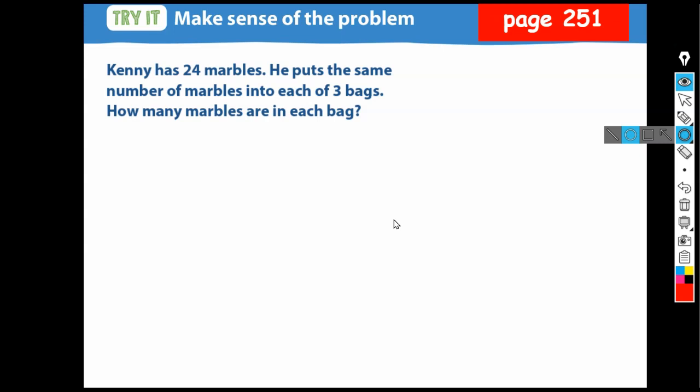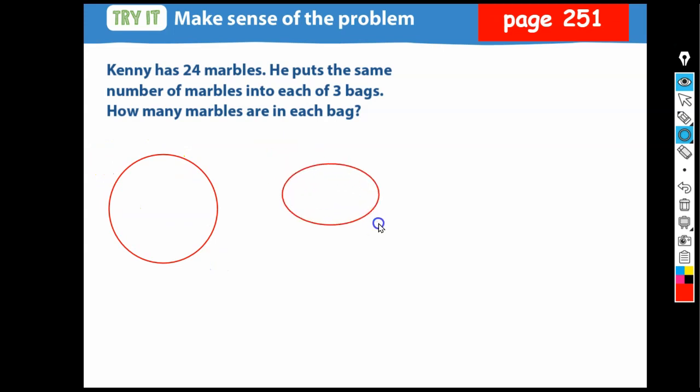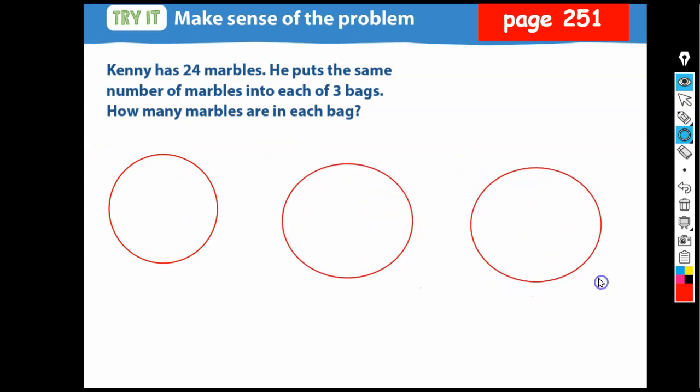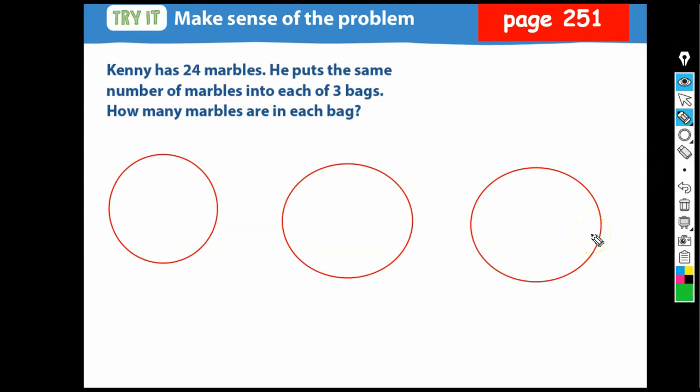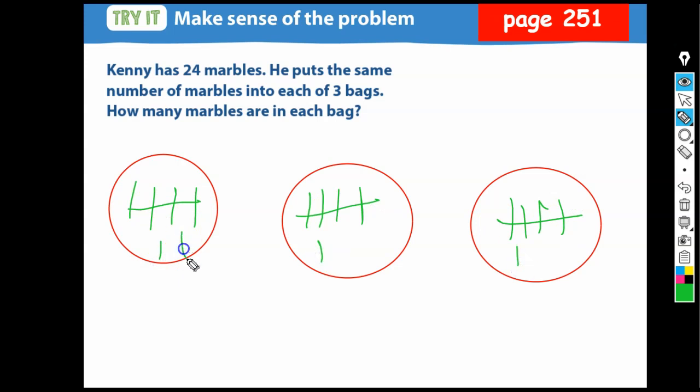24, right? I need to divide those into three groups. Why three groups? Well, because it says that he puts the same number of marbles in three bags. 1, 2, 3. So that's how it would start the problem. Then I'm going to put a marble in each bag and keep going until I get 24.